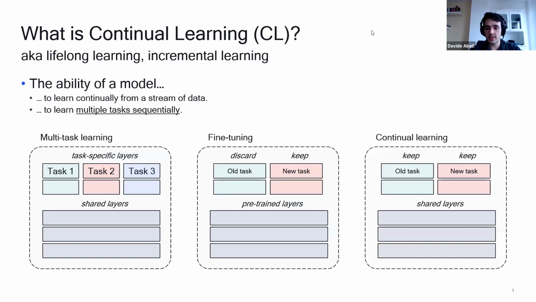Continual learning is similar in some sense, but we also want to add a new task while keeping the knowledge of the old task. So we don't want to lose the performance over the first task, and we want to be able to train as many tasks as we can without losing performance over the prior ones.